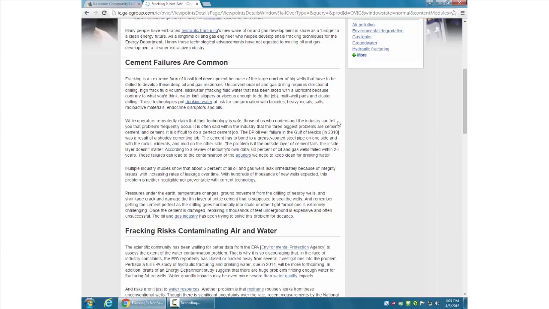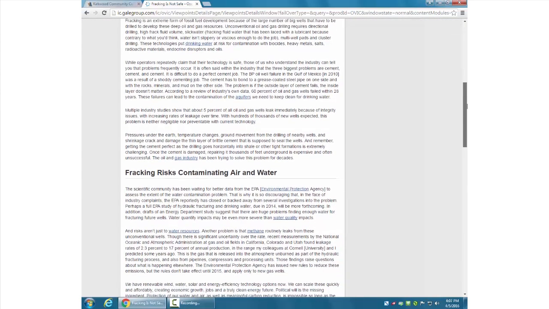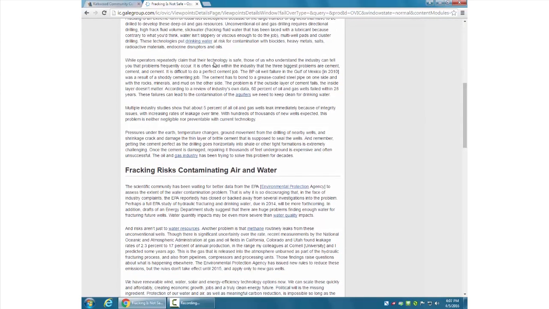It is often said within the industry that the three biggest problems are cement, cement, and cement. It is difficult to do a perfect cement job. So the author is cautioning that while people might say this is how the process works, it doesn't always work the way it is intended to work when technicians get into the field.